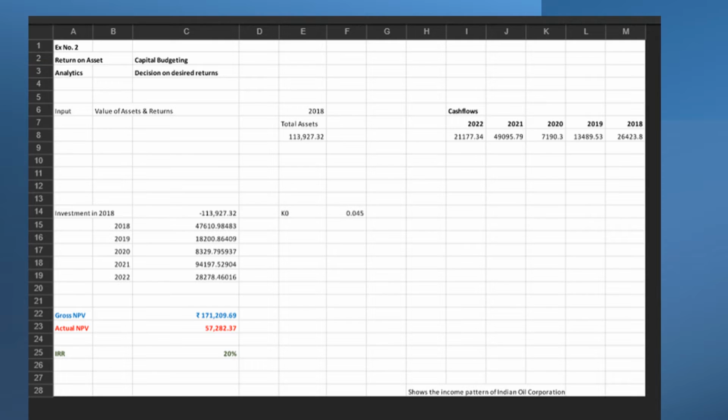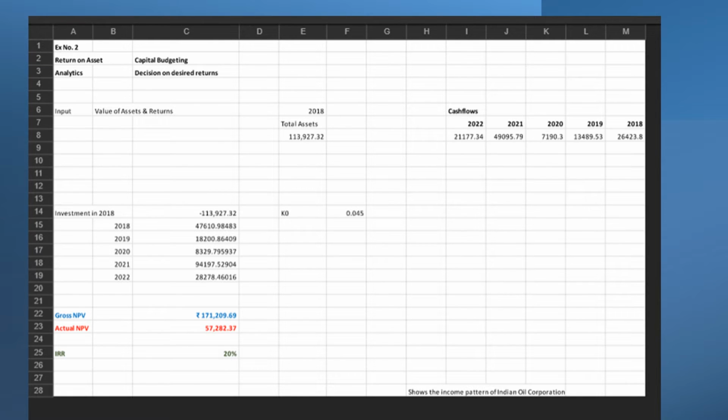As output, you can calculate the IRR and NPV. You can even present this in a waterfall diagram, which will show clearly the desired and expected income for a particular return on investment or IRR from a particular asset. That is the final one.